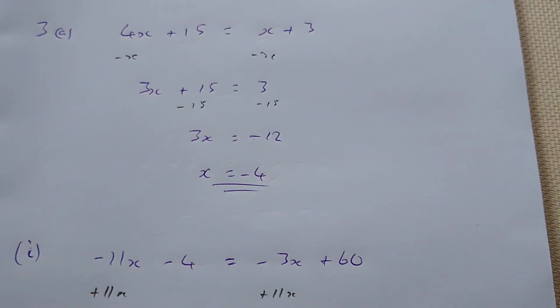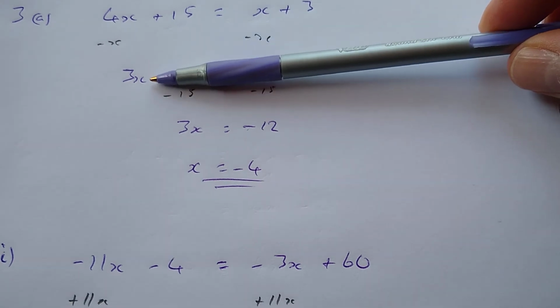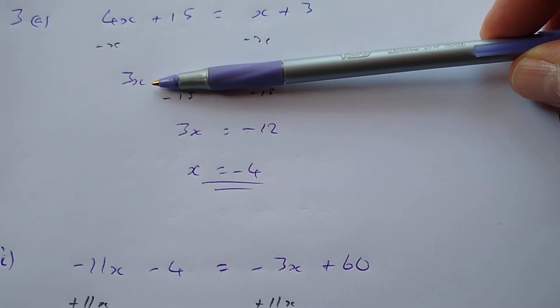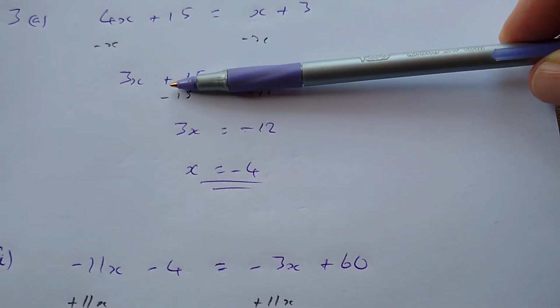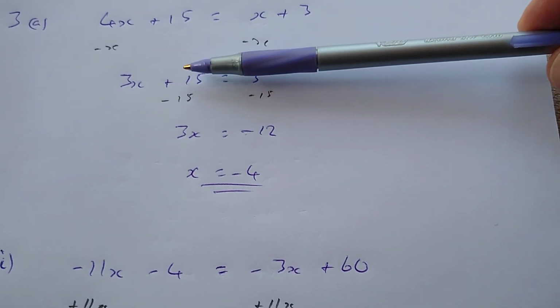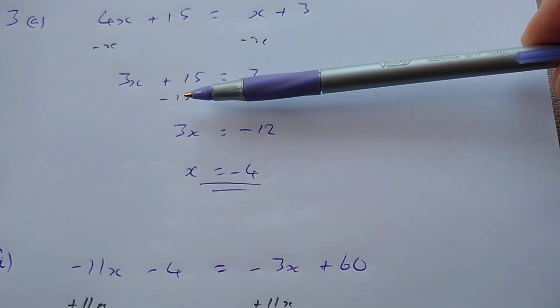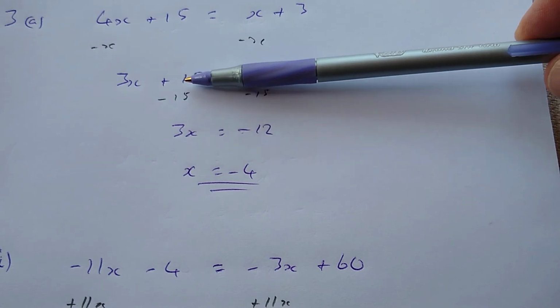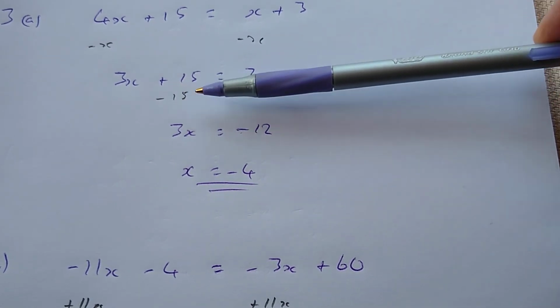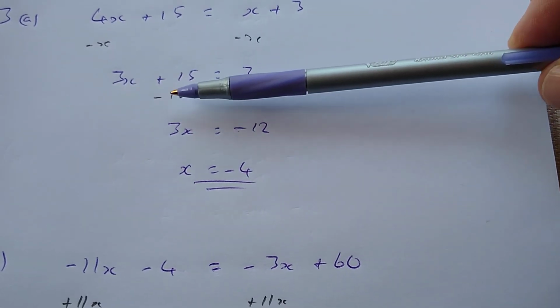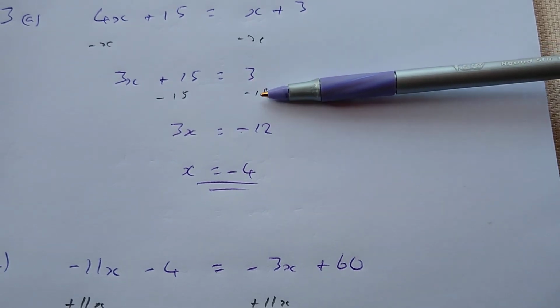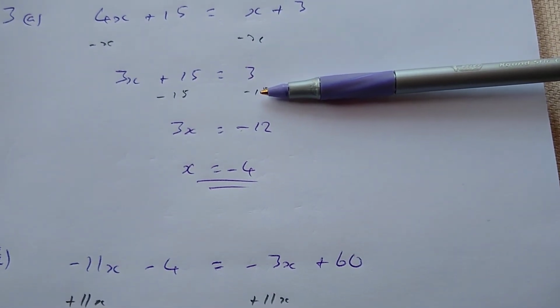Next step, try and get 3x on its own on the left hand side of the equation. So we need to deal with this plus 15. If I minus 15 from the plus 15, I will get 0. But if I minus 15 from the left hand side of the equation, I must also minus it from the right hand side of the equation.